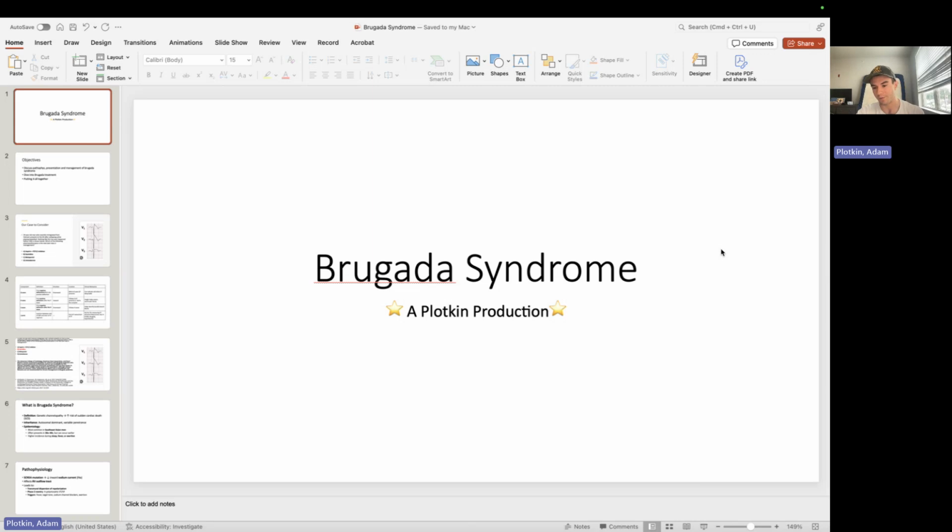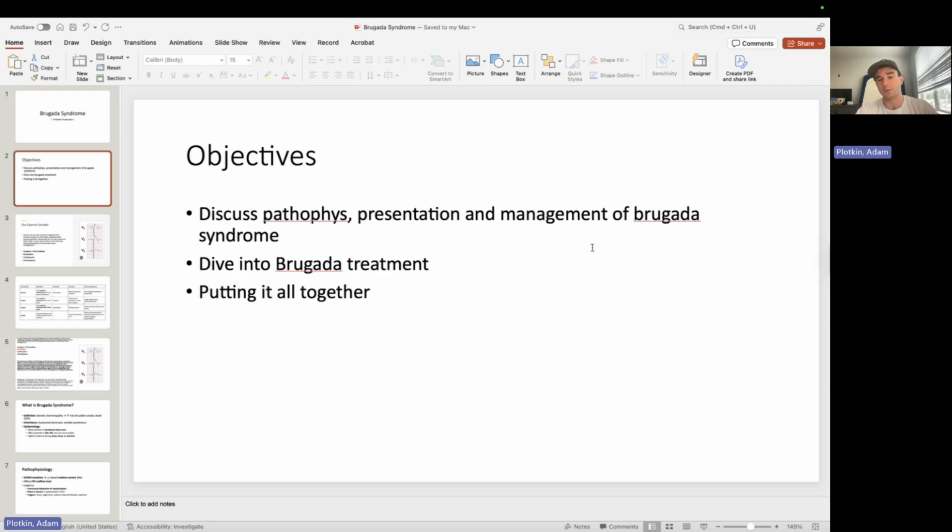I also think it's a good way for me to start getting into EKGs instead of doing a few big EKG lectures. I'll hit high points as we go so we can break it down into more manageable pieces and do spaced repetition that way. So we'll discuss the pathophys, presentation, and management of Brugada. We'll dive into the treatment and then we'll do a putting it all together.